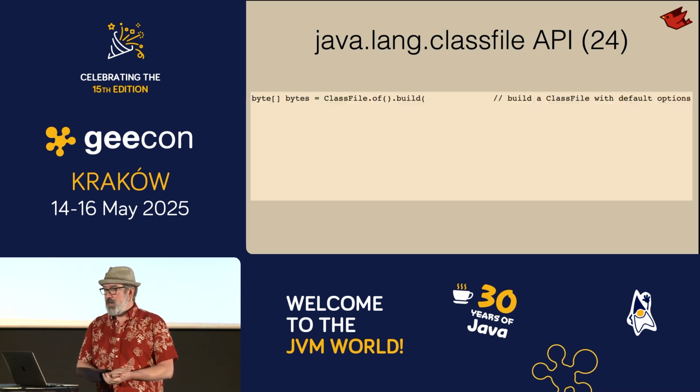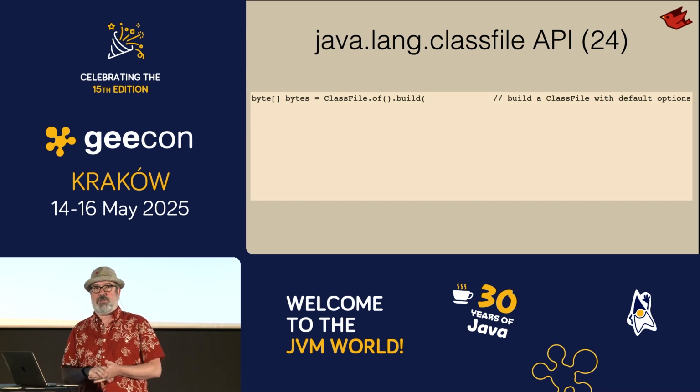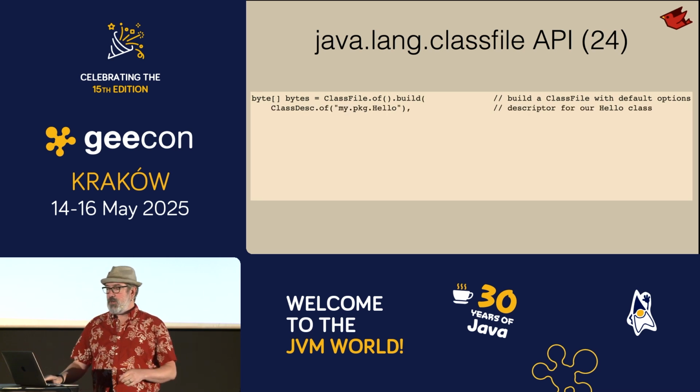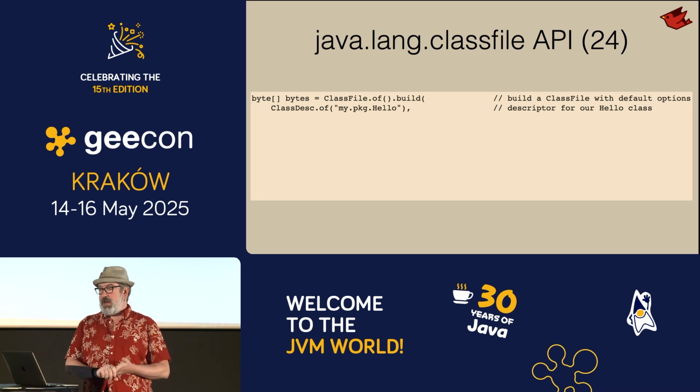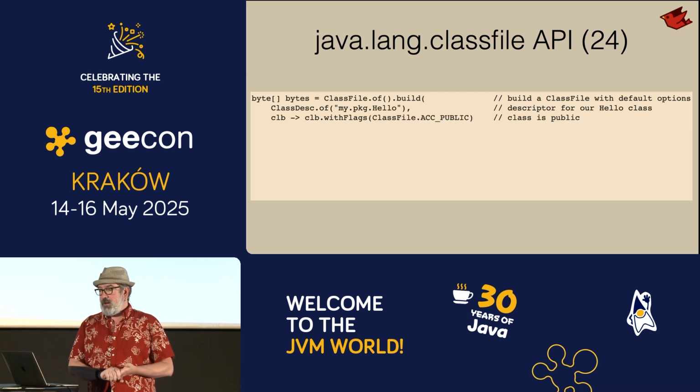So we start out at the top. We're going to get the raw bytes of our bytecode. So we create a class file with no options. The of creates a class file. Now we're going to build it. And we have this DSL-like, this builder-like structure. So we want to make the myPackage hello class. So we get the class descriptor that represents that package and class name. We have a public class. This is going to be one that anybody can call and instantiate.